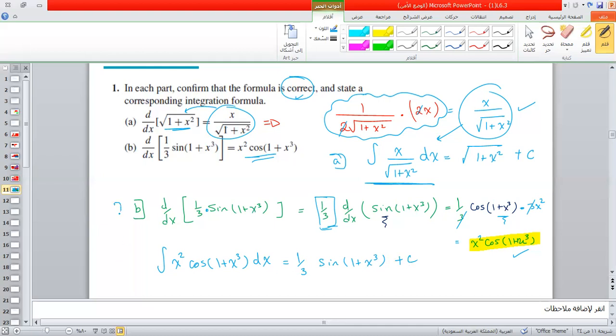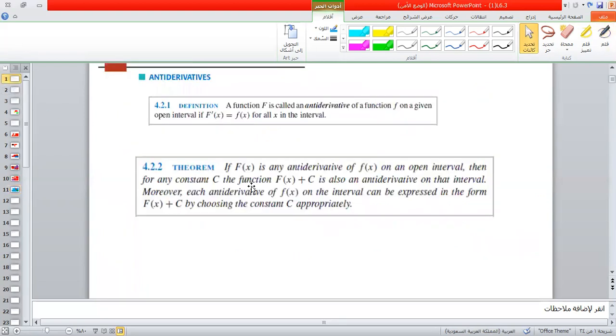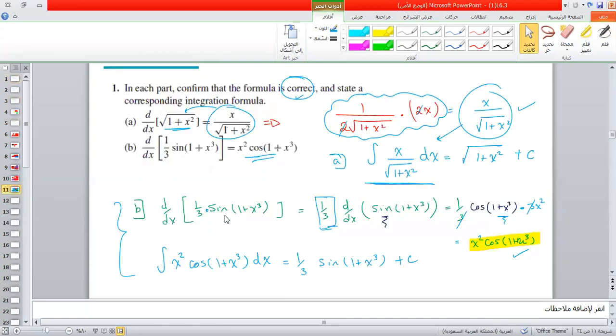Any questions? So this is all for letter B. The first step is to confirm that the differentiation is correct, and if it's correct, we directly use the theorem on the first page. It states that if F of x is any antiderivative of f of x on an open interval, then for any constant c, the function F of x plus c is also an antiderivative on the interval. Since the derivative of 1/3 sine of 1 plus x cubed equals x squared cosine of 1 plus x cubed, the integral of x squared cosine of 1 plus x cubed equals 1/3 sine of 1 plus x cubed.